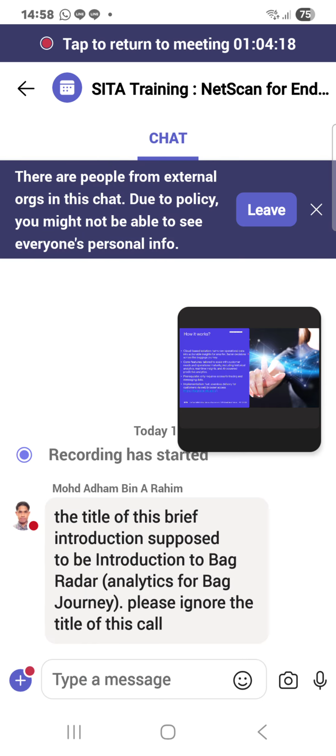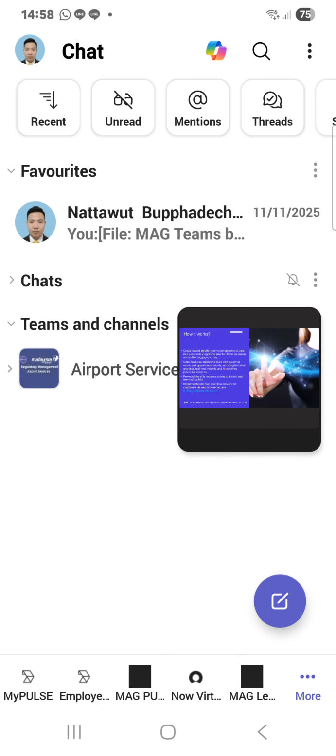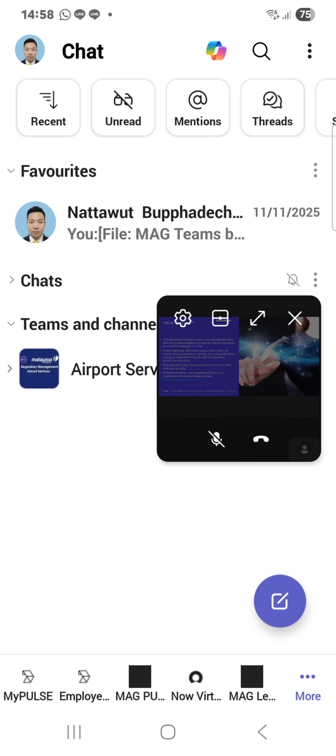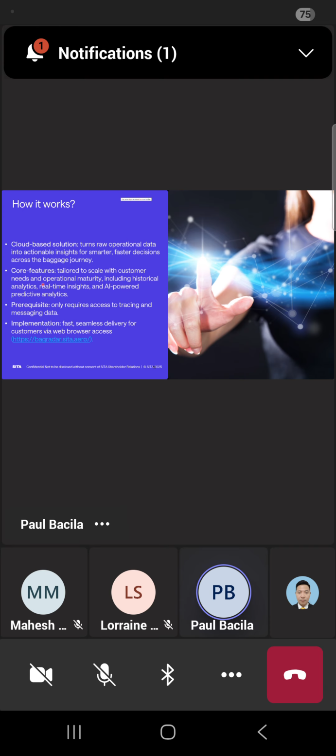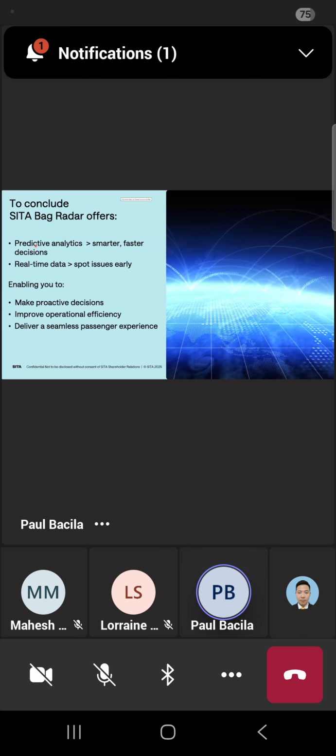So how it works: it's a cloud-based solution, we have features, and you get the operational analytics. If you're interested in the WorldTracer one, let us know and we need to discuss the details. Fast implementation: you just provide me some email addresses, we'll provide access. And basically, we want to add predictive and real-time data in the future.